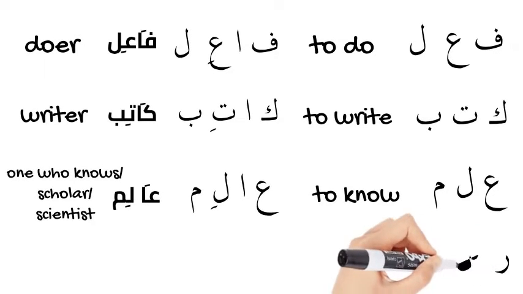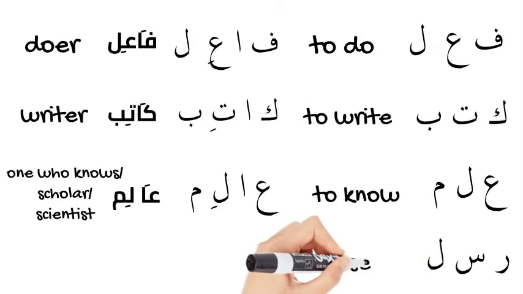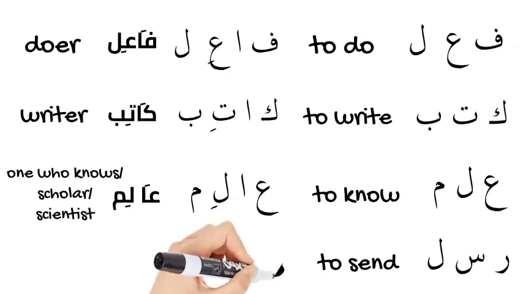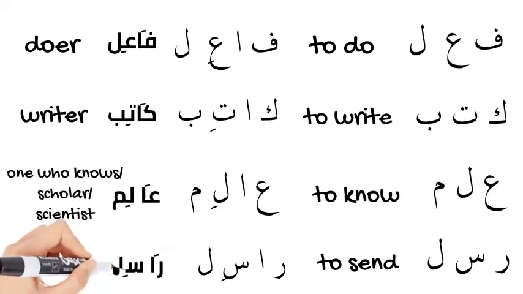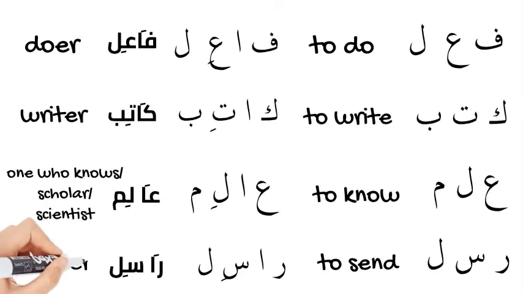Another example is rasala, and we said rasala means to send. Adding an alif after the first letter and a kasra to the second letter, it becomes rasil. And rasil is someone who does the verb because it has the same pattern as fa'il. So rasil is the doer of sending, so that's the sender.